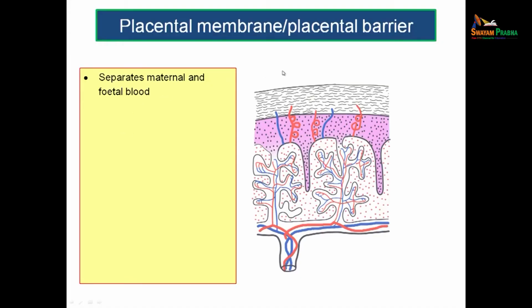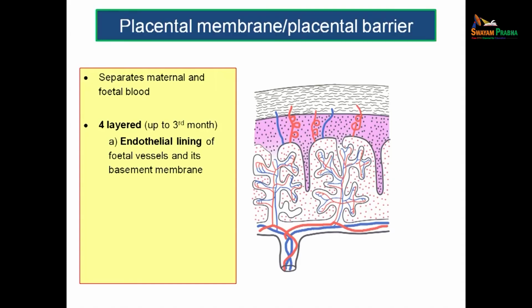So, the placental membrane or barrier. What do we mean by the placental membrane or barrier? This is a barrier which separates the maternal blood in the intervillous space from the fetal blood within the fetal capillaries. They are not in direct contact with each other. So there should be some barrier between the maternal blood in the intervillous space and the fetal blood in the fetal capillaries. That is what is meant by the placental barrier or placental membrane.